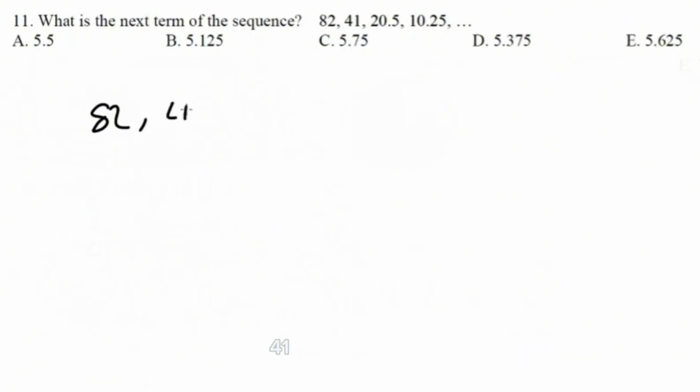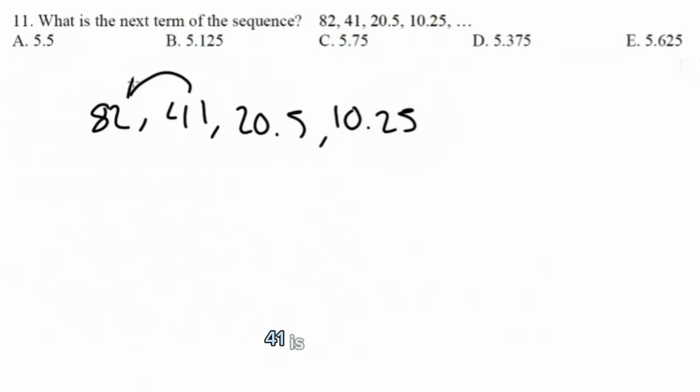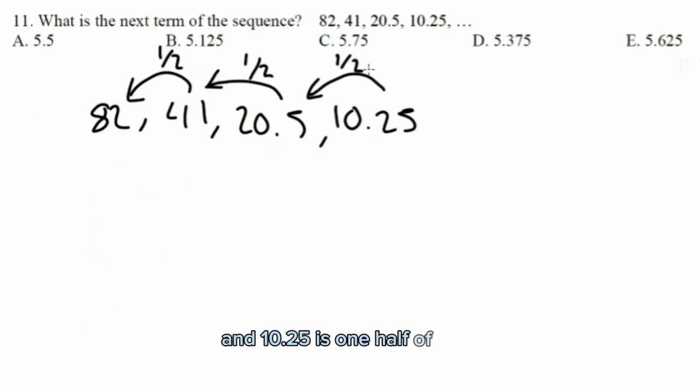What is the next term in the sequence? So the sequence is 82, 41, 20.5, 10.25. Alright, so this is a geometrical sequence. A geometrical sequence is when each number in the sequence, the number after it is a scale factor of the other number. So let's take the sequence. You have 82, 41, 20.5, and 10.25. So as you can see here, 41 is 1/2 of 82. Now 20.5 is 1/2 of 41, and 10.25 is 1/2 of 20.5.